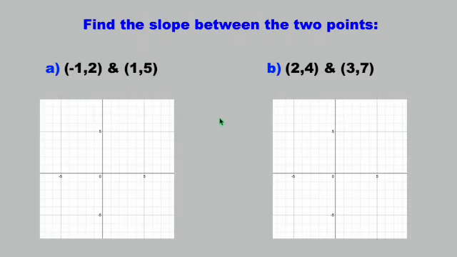It's also possible that instead of being given a graph with a line already drawn, maybe you're just given 2 points. And I'm going to show you 2 different ways of looking at this. One is, if you have graph paper, go ahead and graph the 2 points. So (-1, 2) would be right here, and (1, 5) would be right over here.